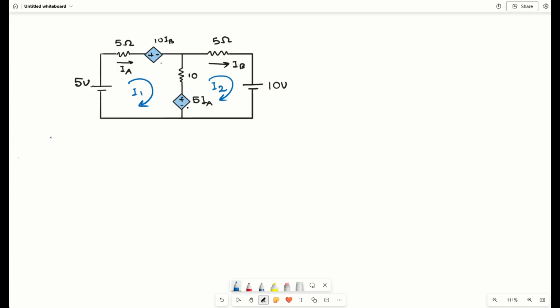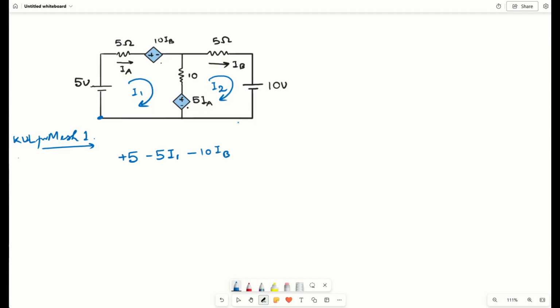Now let us write the equation for mesh 1, writing KVL for mesh 1. Let us start from this point. From this point, first we encounter 5 volts, so it will be plus 5 volts since it is going from negative to positive, then minus 5 I1. Then if we consider this as a voltage source only, the sign will be going from positive to negative, so it will be minus, and the value is 10 IB. So we write it like this.